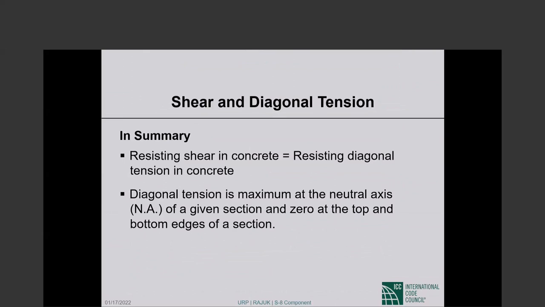Diagonal tension is maximum at the neutral axis of a given section and zero at the top and the bottom edges of the section, as we saw. Okay, the shear stress is maximum at the neutral axis, so is diagonal tension. Shear stresses disappear at the top and the bottom, so does diagonal tension. So resisting shear in concrete is resisting diagonal tension in concrete. Diagonal tension is maximum at the neutral axis of a given section and zero at the top and bottom edges of a section.